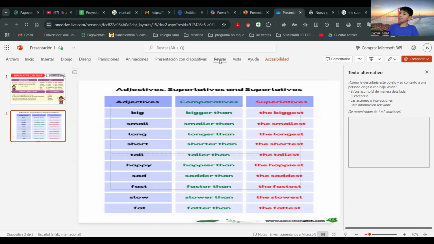For example, my car is longer than my father's car. My car is longer than my father's. Next, the superlative: my car is the longest.